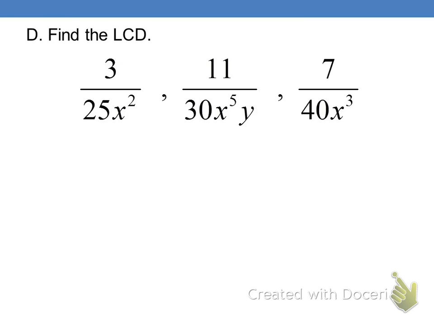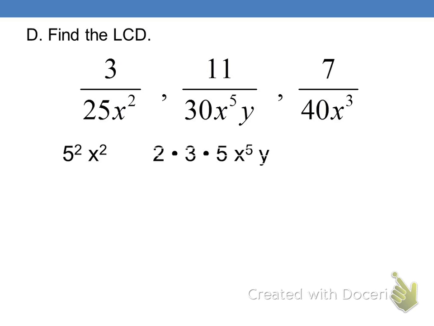All right, now we're going to practice finding the LCD. So LCD is the least common denominator. All right, so I'm going to look at the prime factorization of each of the denominators. So 25x squared is made up of 5 times 5 and x times x, right? 5 squared and x squared.